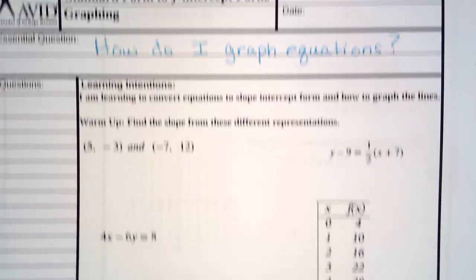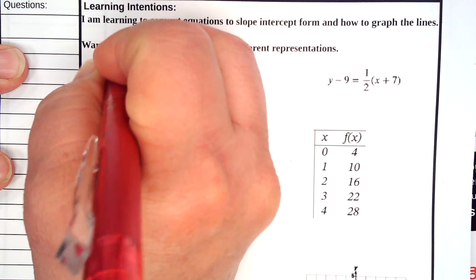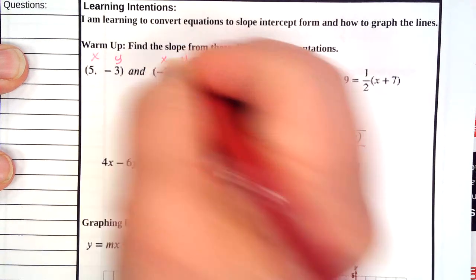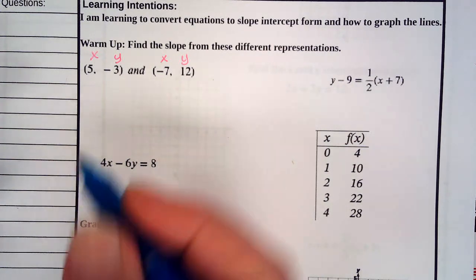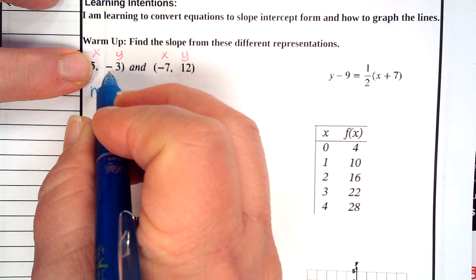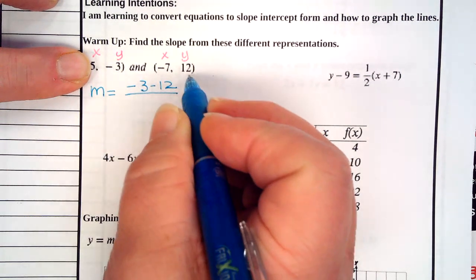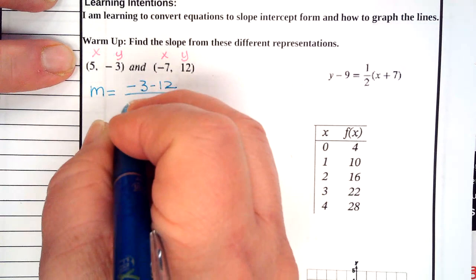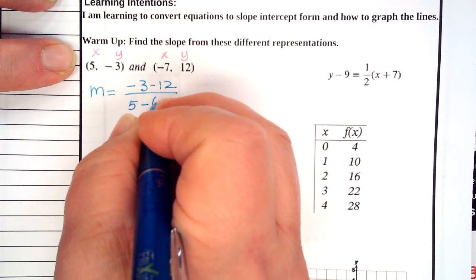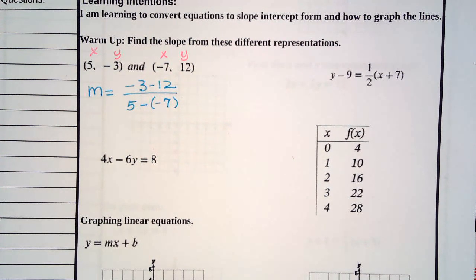Well, I hope you tried on your own. So let's take a minute and look. To find the slope from 2 points, remember that is the difference of your y values divided by the difference of your x values. My y values are -3 minus 12. My x values are 5 minus -7. Okay, the first one's pretty straightforward. -3 minus 12 is -15.